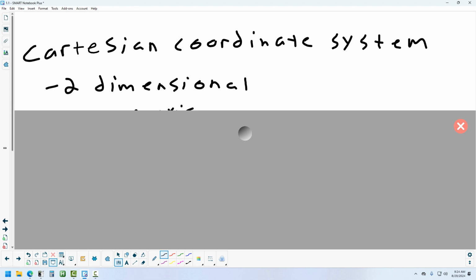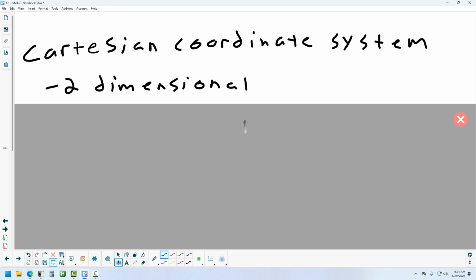All right, so we talked about a one-dimensional coordinate system. Now we're going to go into 2D. In a 2D coordinate system, you not only have one number line, you have two, a vertical and a horizontal. What do you normally call the horizontal number line? X-axis. And what about the vertical number line? The y-axis.